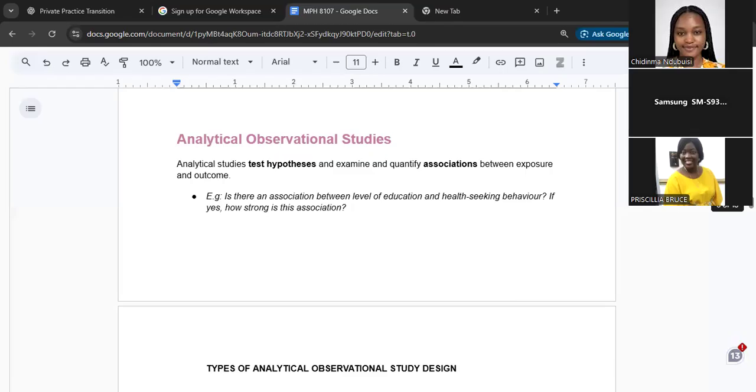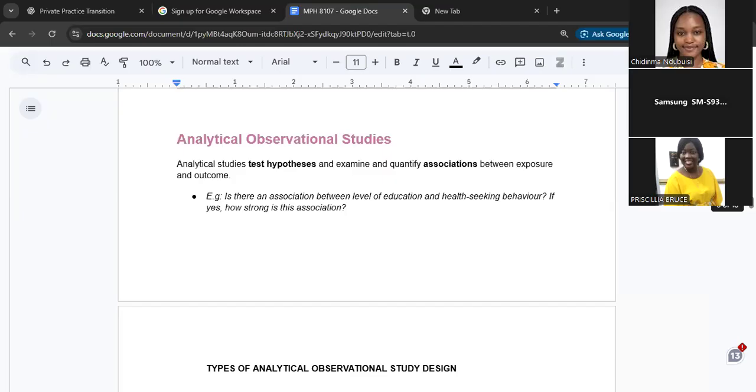So the example we have here is between level of education and health-seeking behavior. Health-seeking behavior is the outcome, and we're trying to see the exposure now. The exposure variable is the level of education, or we can call it the independent variable. While the outcome variable, the one that depends on something, is the health-seeking behavior. That's the outcome variable or the dependent variable. So now we are trying to establish an association.